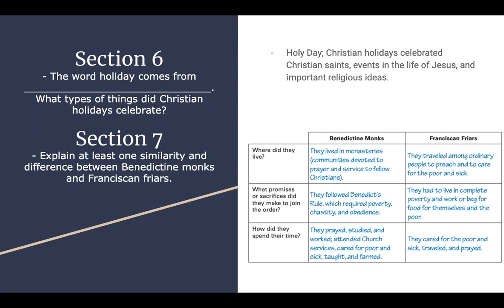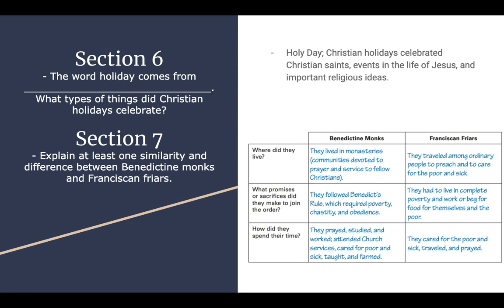What promises or sacrifices did they make in order to join? So Benedictine monks followed Benedict's rule, which required poverty, chastity, and obedience. Franciscan friars had to live in complete poverty and work or beg for food for themselves and the poor.